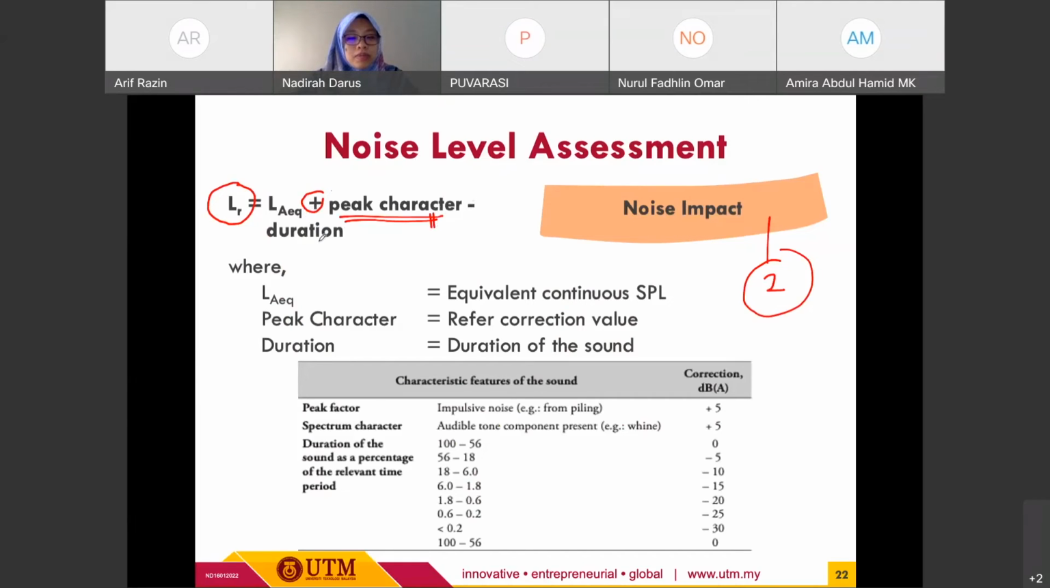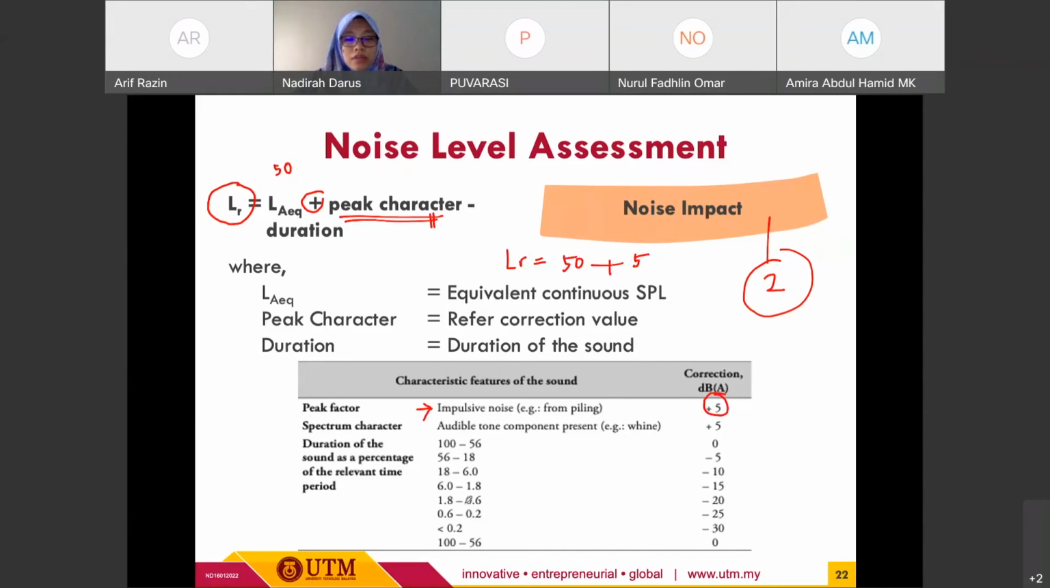Okay, so yang ni lebih pada percentage. So LEQ, for example, kita ambil balik tadi 50 decibel A. And kalau ini dekat certain point tu atau certain sound tu involved dengan impulsive noise characteristic, for example, piling activities, so we need to consider this correction value. So macam sebagai contoh 50, LR equal to 50 plus 5, and then tengok duration.